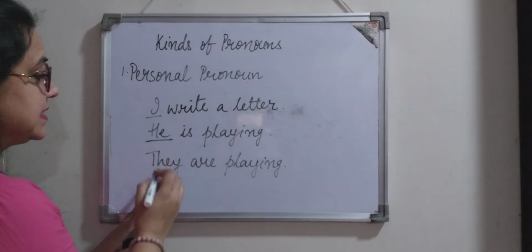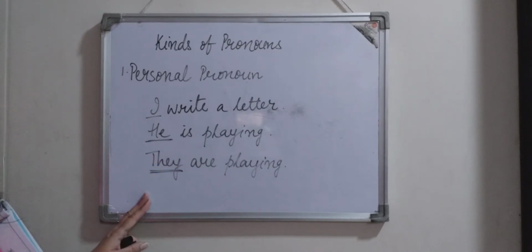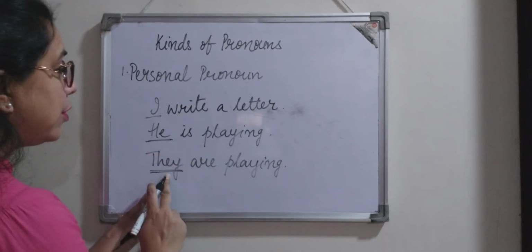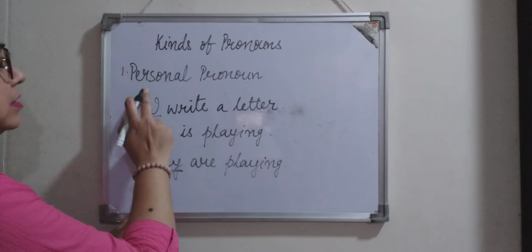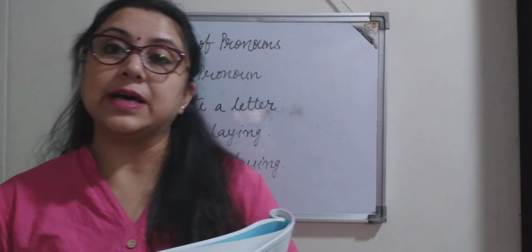In the third sentence, they are playing. So they again stands for the third person plural number. So they is again a personal pronoun. So I hope personal pronouns are very clear.